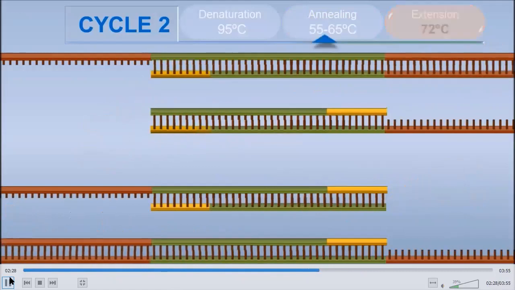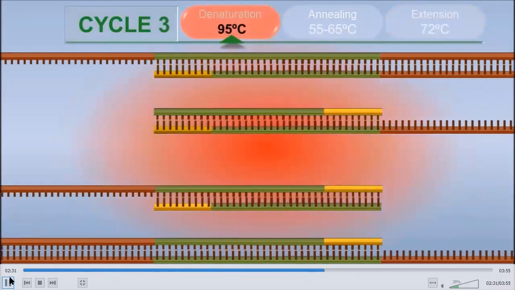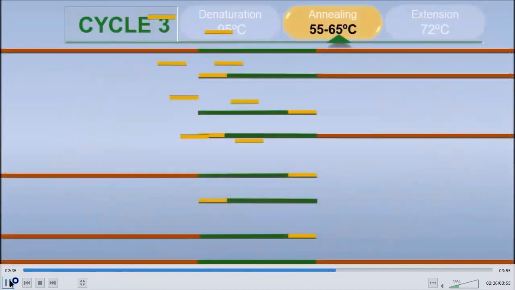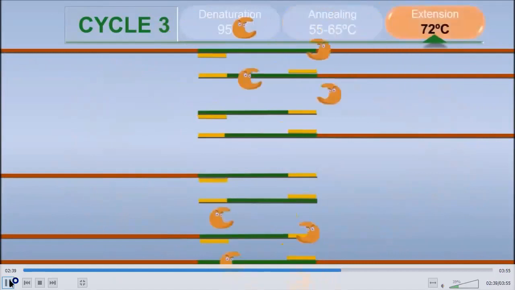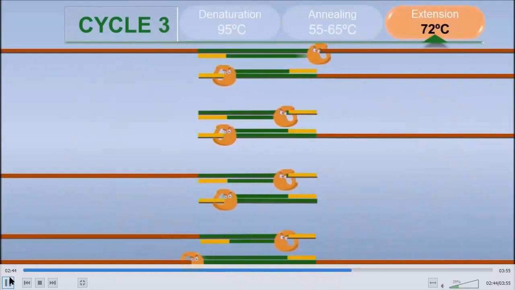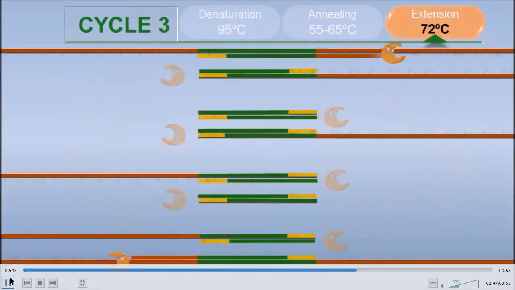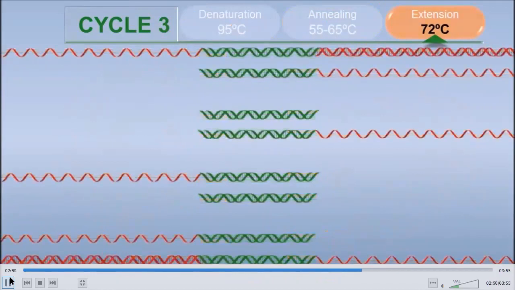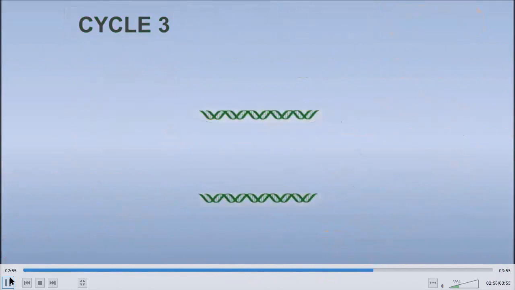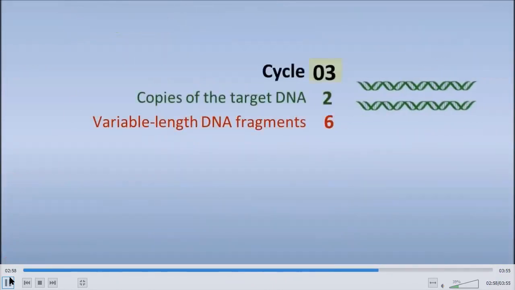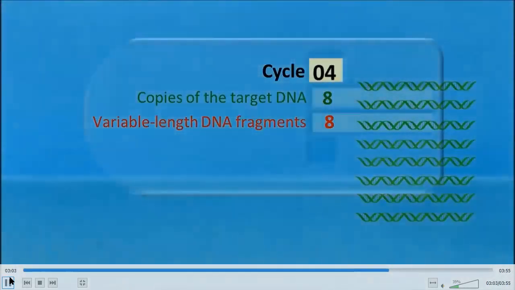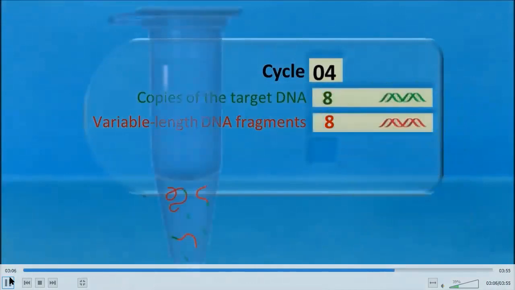Cycle three, you can imagine what happened. Four become eight. Denaturation: double stranded becomes single stranded. Annealing: the sudden cooling down of temperature we call annealing. Then DNA polymerase attaches for extension. Again one became two, two became four, four became eight. That's why I said it runs 30 to 40 cycles in the automated cycler. We multiply them. So that's it: the target DNA, denaturation, annealing, and extension, we did here.